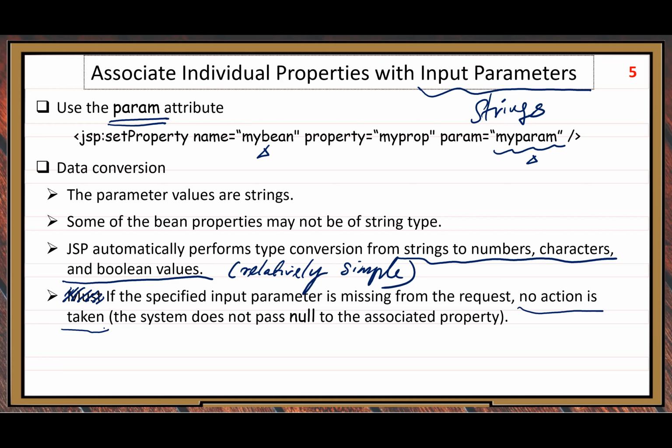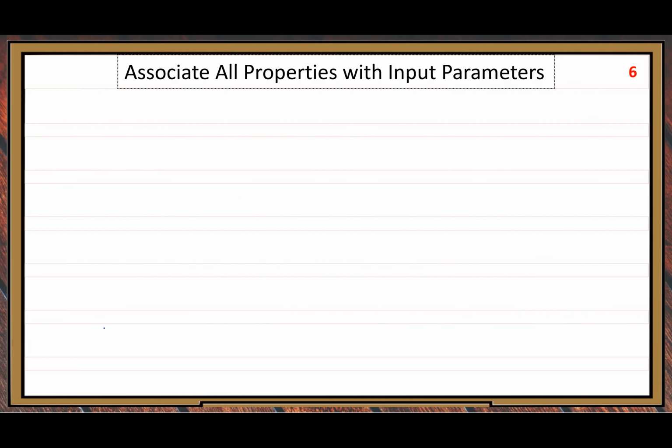The system does not pass null to the associated property. So no action is taken. It won't be a null value, right? No action taken. So that's the rule.